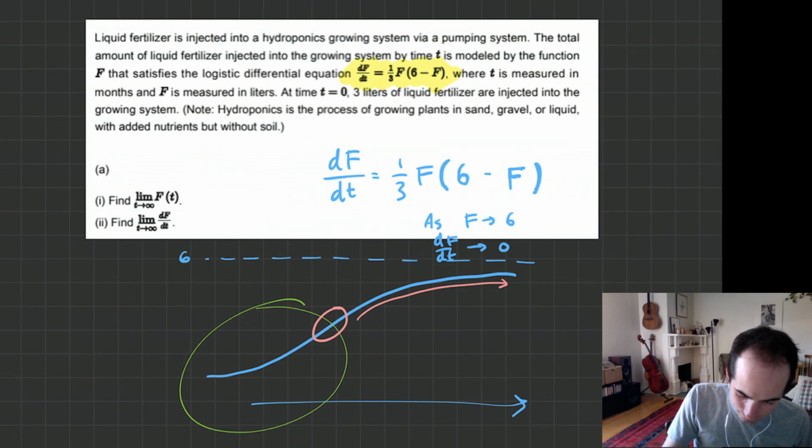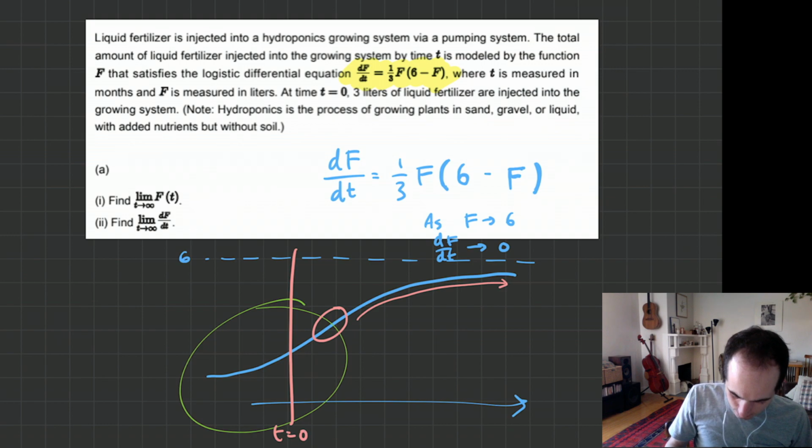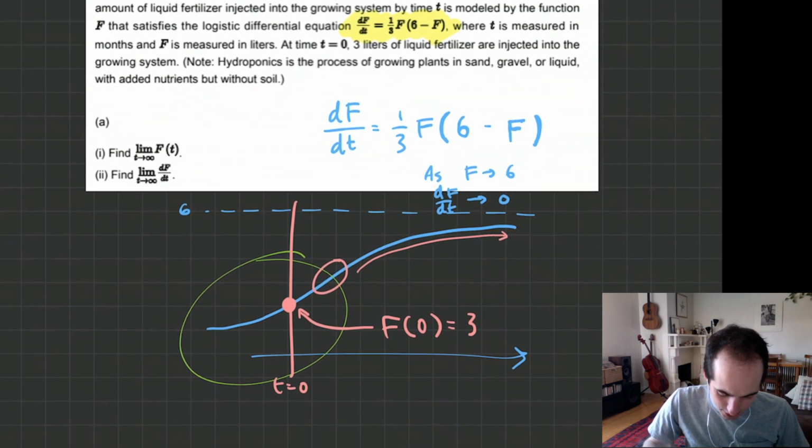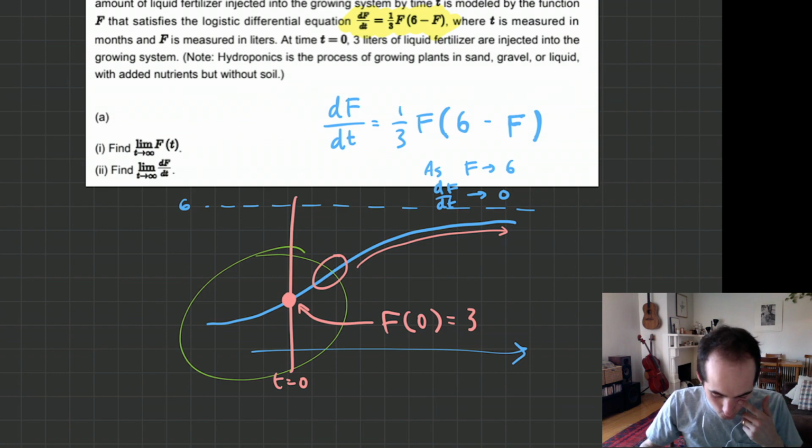They've also told us that at time t equals 0, so let's say that this is t equals 0, 3 liters of liquid fertilizer are injected into the growing system. So it's right here. So f of 0 is equal to 3. And then they tell us, by the way, hydroponics is the process of growing plants in sand, blah, blah, blah. So not really relevant to the mathematics, but still kind of neat. So this is the situation that we're in. This is the graph that we can work with.